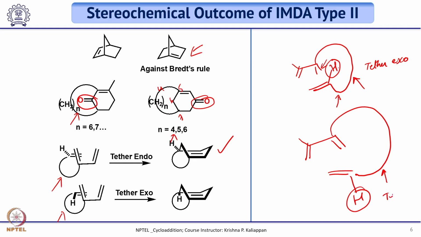So this is called tether endo product. So, this is what is explained here. The tether is endo and hydrogen is outside. Here you can see tether is outside, in this case tether is outside and hydrogen is inside. So, that means tether is exo, okay, but the major product is tether endo product.